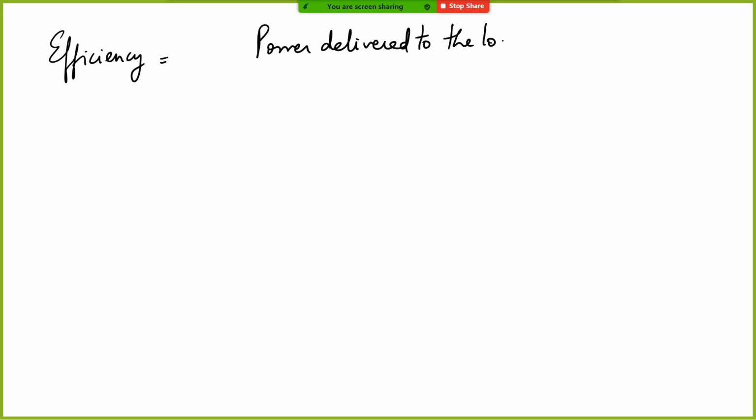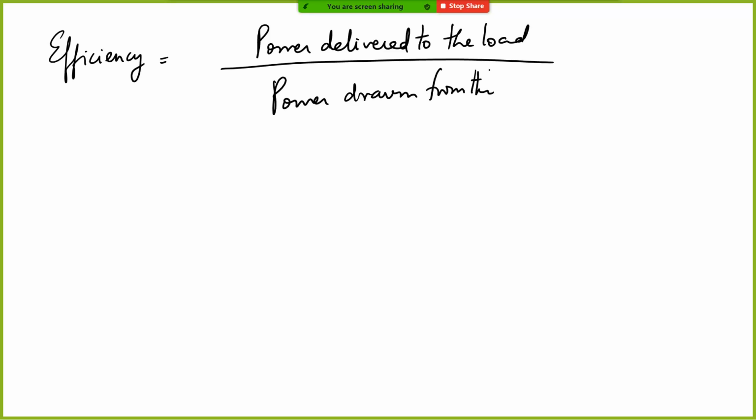Efficiency is given by power delivered to the load divided by power drawn from the supply into 100. So efficiency is typically in terms of percentage. So now let us try to write what is the power delivered. What is the power delivered to the load?